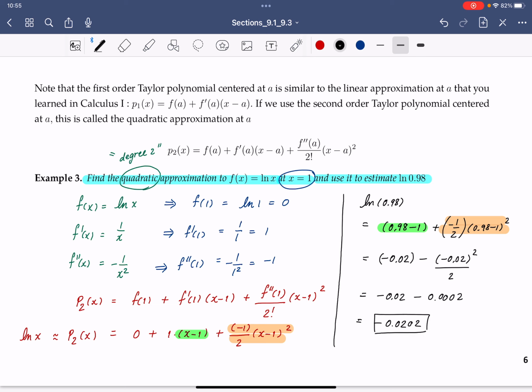Okay, this is how you approximate log 0.98. Once you know how to do it, this is a pretty boring question, the Taylor polynomial, because if you can differentiate it, you plug in, you're done.